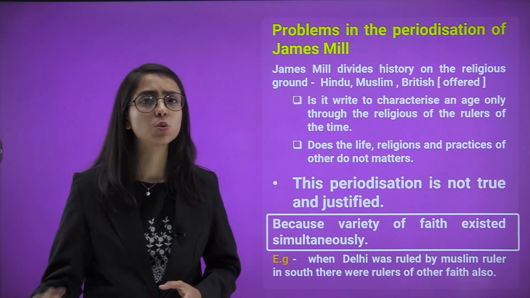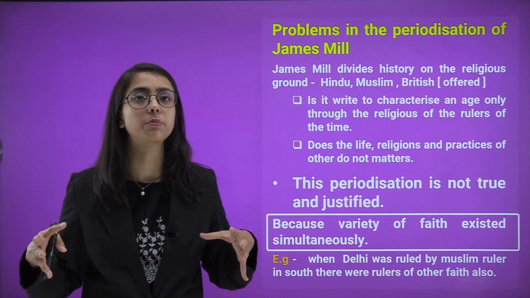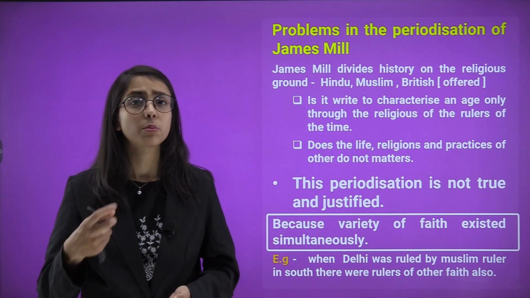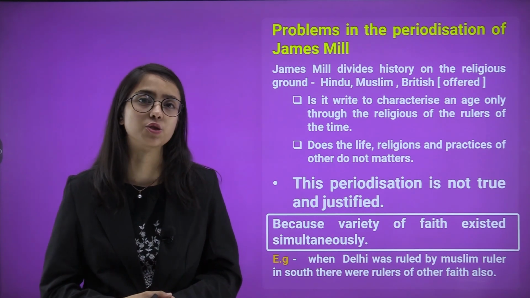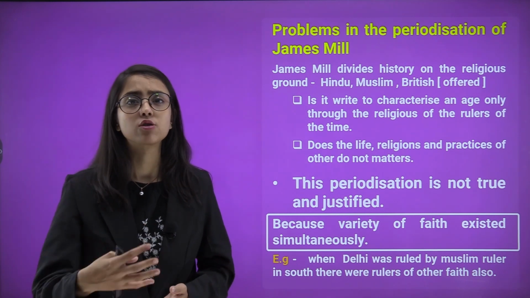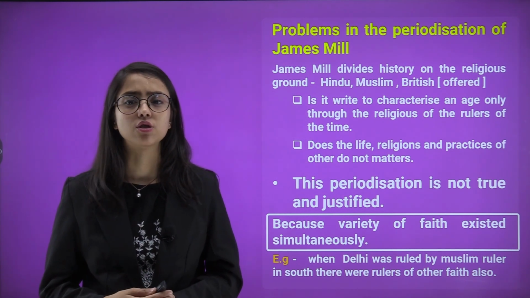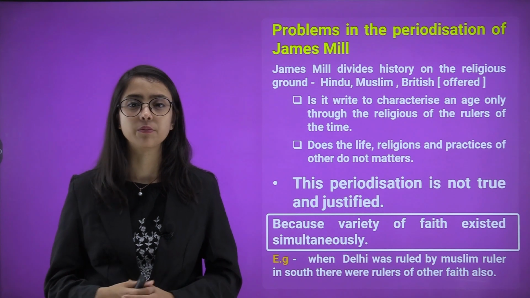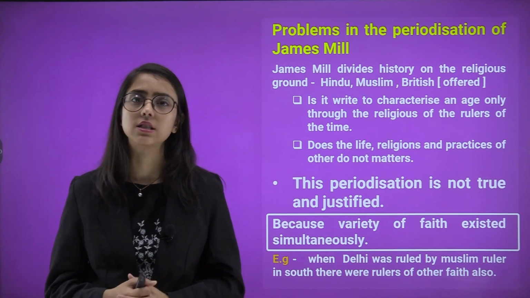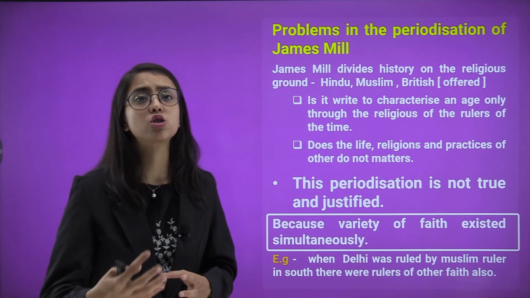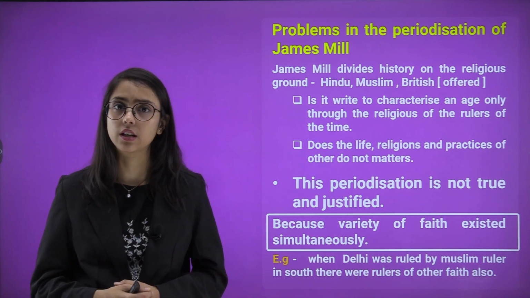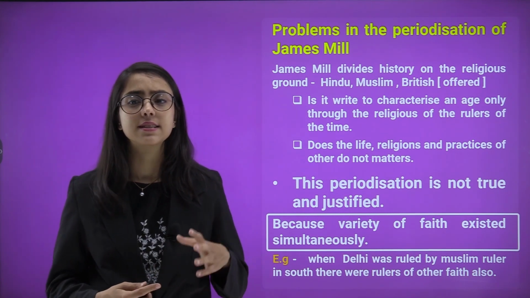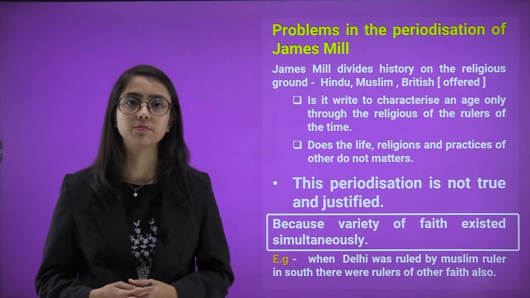There were a lot of other rulers and kingdoms in India, since India was a very big subcontinent even then, who did not belong to any of these 3 categories. What about them? Of course, they have left a mark on history, such as the Marathas, the Peshwas, etc. This periodization is not true and justified, and later people tried to relate to it but could not, because a variety of faiths existed simultaneously in India. Apart from Britishers, there were also Portuguese, French and Dutch who ruled India at that time. What about their culture and religious practices? When Delhi was ruled by a Muslim ruler, in the south there were rulers of other faiths as well.